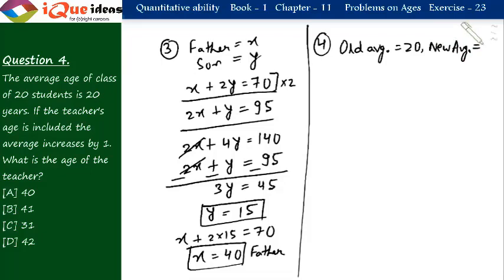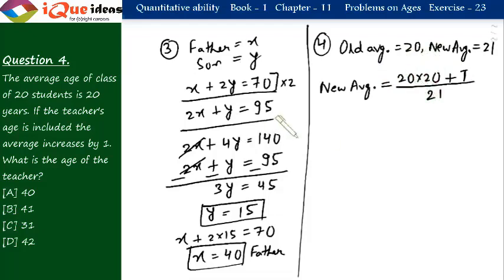Now, how do we calculate the new average? Let's see. The old average is 20 for 20 people. So the total sum of ages of all 20 students would be 20 into 20. Plus, let's assume the teacher's age is t. This is the new total sum after addition of the teacher. Divide by the total number of people. Now, the total number of people would be 20 students and 1 teacher, so 21. Now, the new average is given as 21.